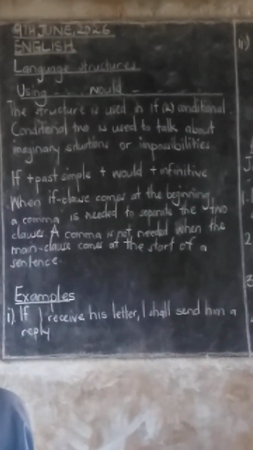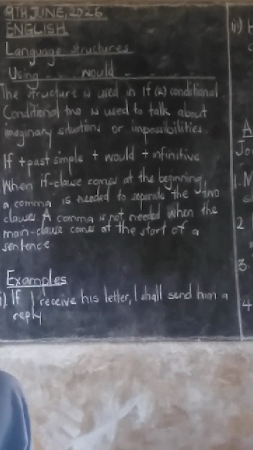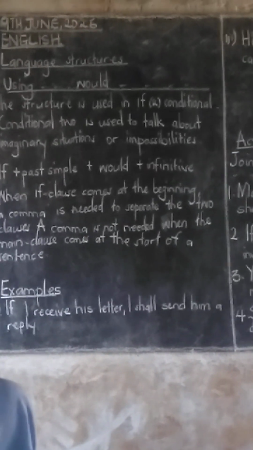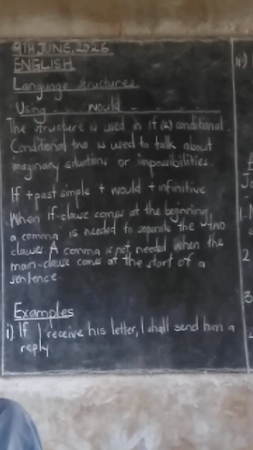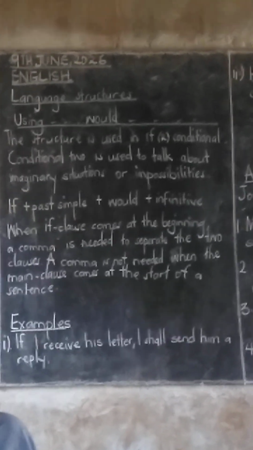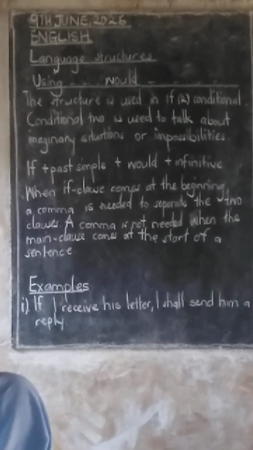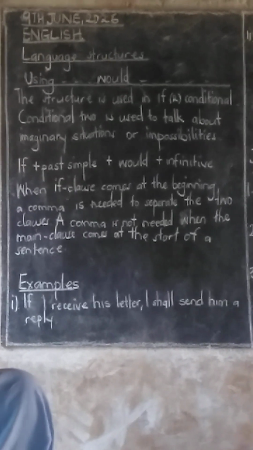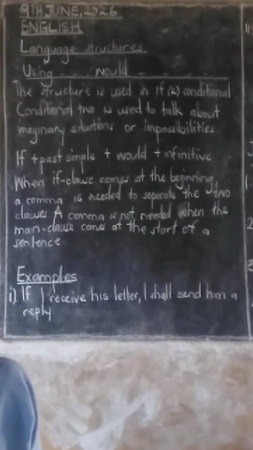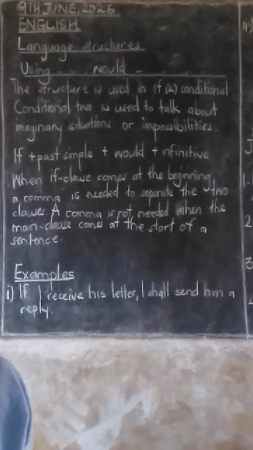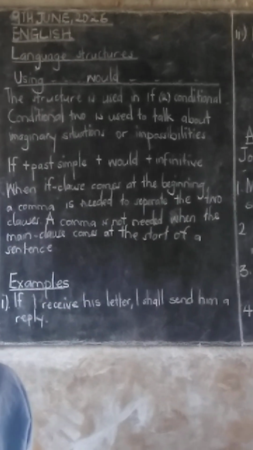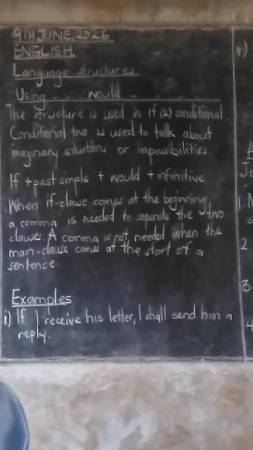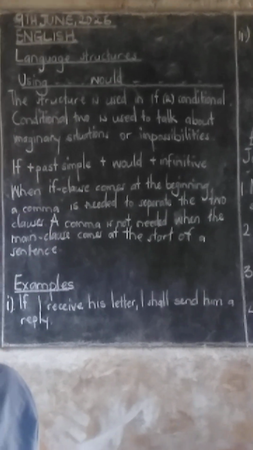When the if clause comes at the beginning of the sentence, a comma is needed to separate the two clauses. A comma is not needed when the main clause comes at the start of a sentence.